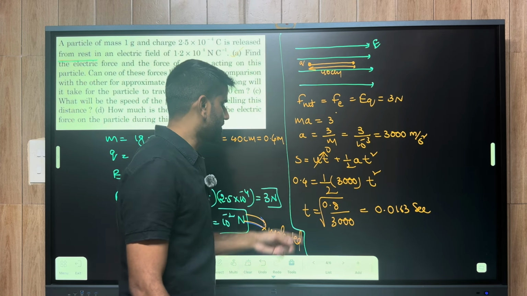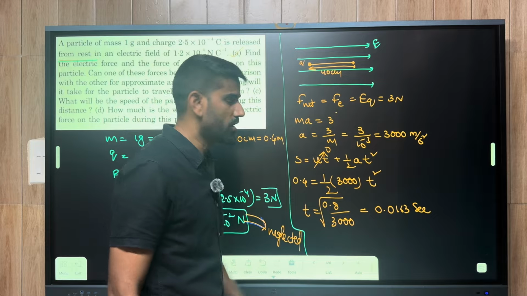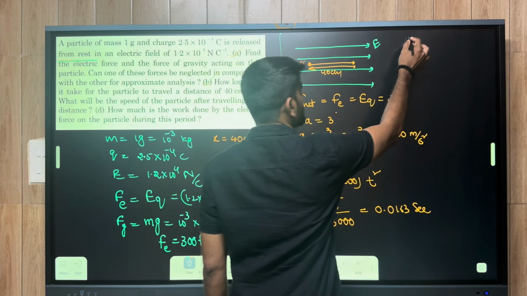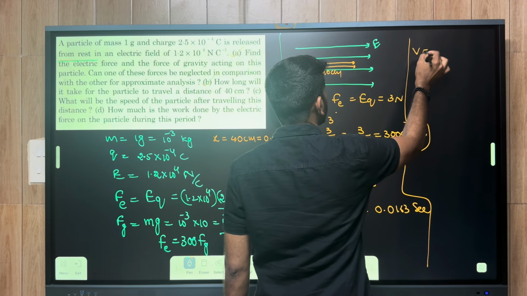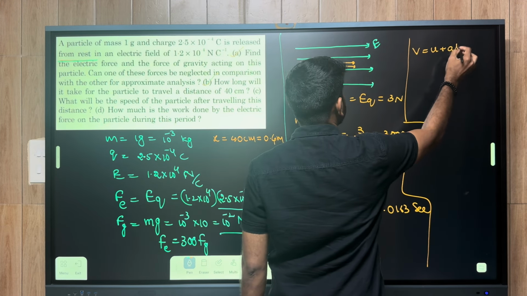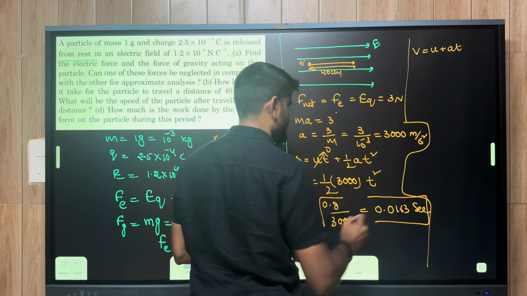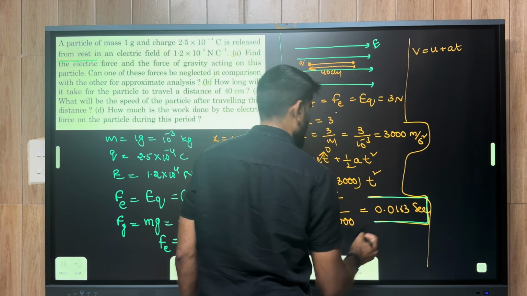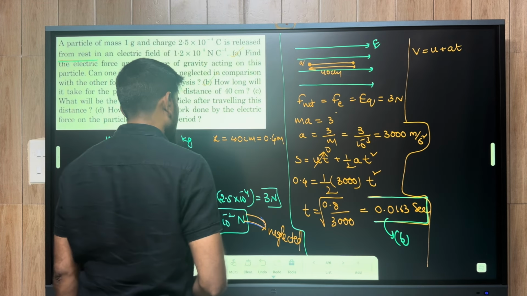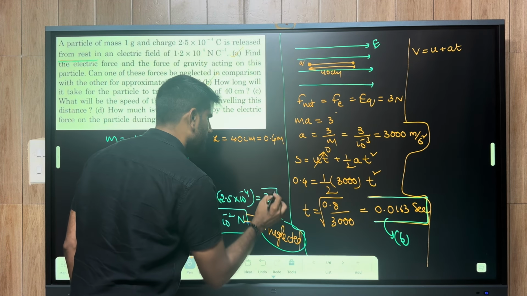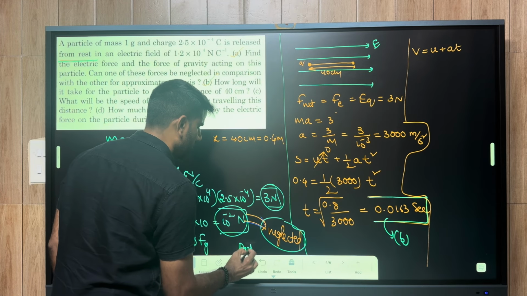After traveling this distance, as we know the time and we know the acceleration, we are asked to find the final velocity. So we can use another kinematic equation, v is equal to u plus at. So this is the answer for part B, and this is the answer for part A.